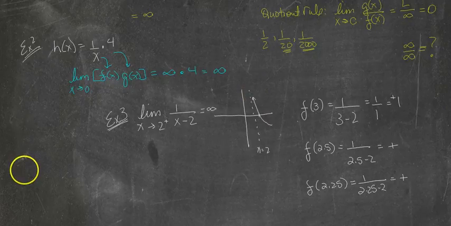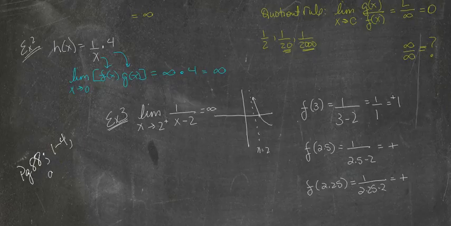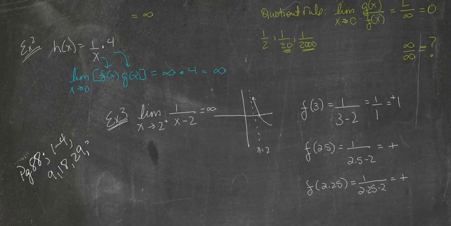So your practice set for tonight should be page 88, numbers 1 through 4, 9, 18, 29, 32, 35, and 41.